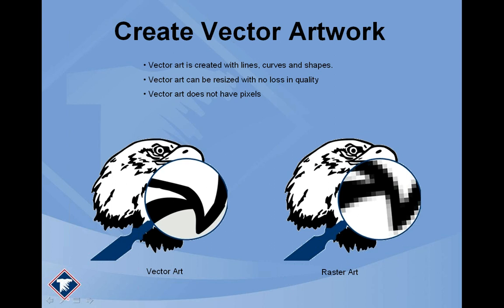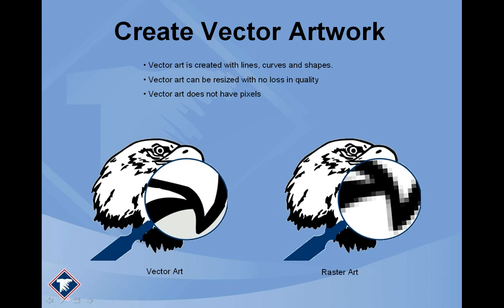All they are is just tiny little squares. And the bigger you make the artwork, the more you see those tiny little squares, when those squares get bigger and bigger. So on the right there, that's not the type of artwork that can be easily resized, at least without a loss in the quality of your artwork. Vector artwork, again, isn't made up of pixels, it's made up of lines.